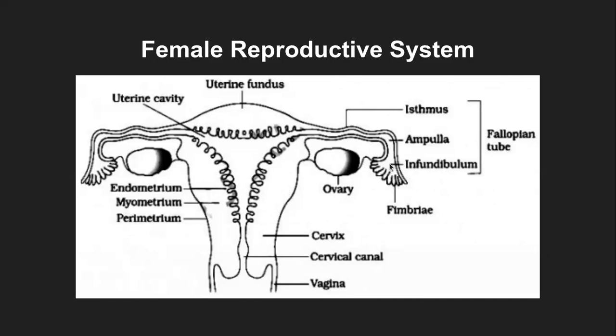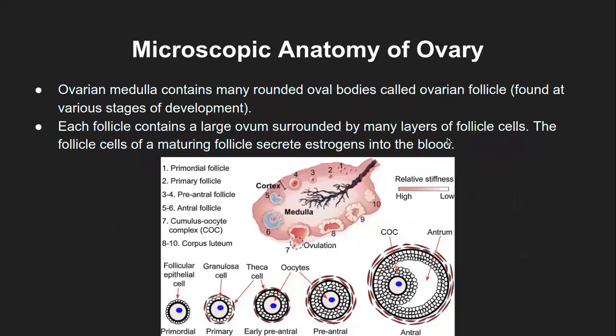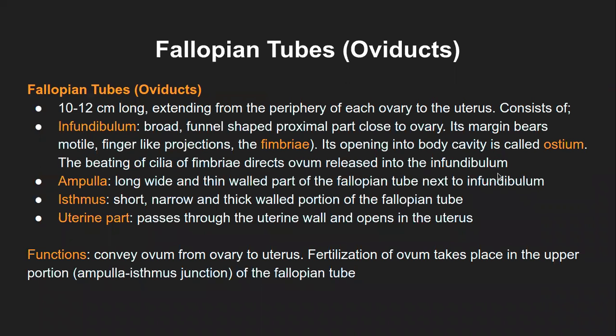So again this representation is not the right one to show the exact position and structure of how it is located. Rather, these fimbriae are all around the ovary, holding the ovary like a ball inside a cup. So that's how the fallopian tube, the infundibulum and the fimbriae structures are located. The infundibulum is a broad funnel-shaped part of the organ, and its proximal part is very close to the ovary.